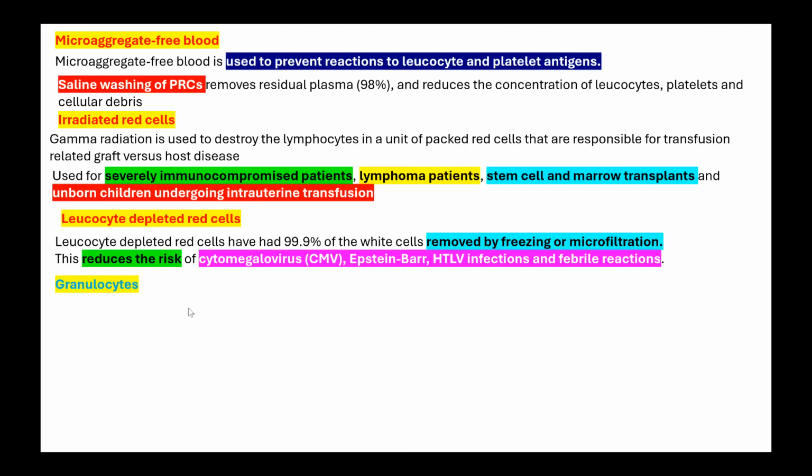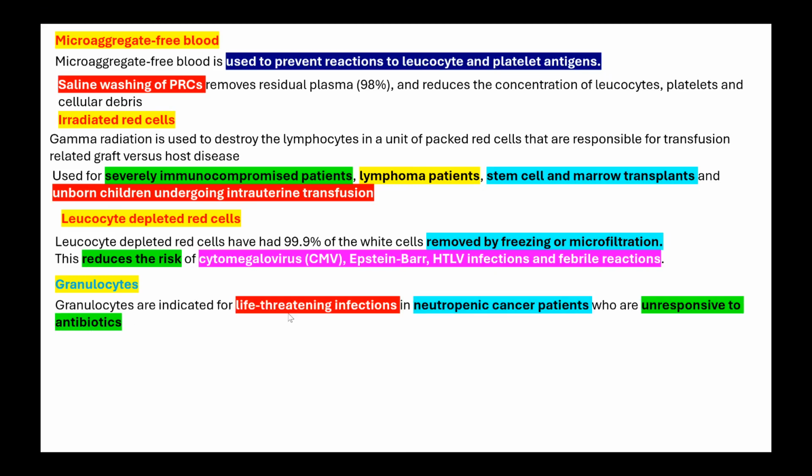Then granulocytes. Where do you use leukocytes or granulocytes as a transfusion? Which patients require this? How do you get them? Severe neutropenia. Severely neutropenic patients, especially cancer patients who have life-threatening infections. Granulocytes are indicated for life-threatening infections in neutropenic cancer patients who are unresponsive to antibiotics.